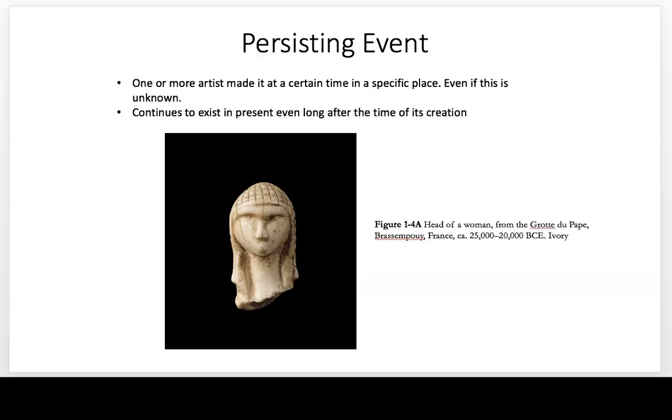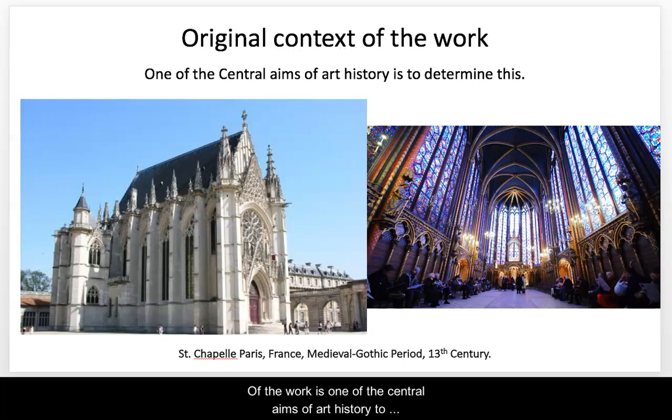And it gets us into things when we're studying it in the context. The original context of the work is one of the central aims of art history, to determine that. Not the only one, but one of them. And that's about, why does it look the way it does? Why does this persisting event look the way it does? What events happened to create it? Like, what were the circumstances?